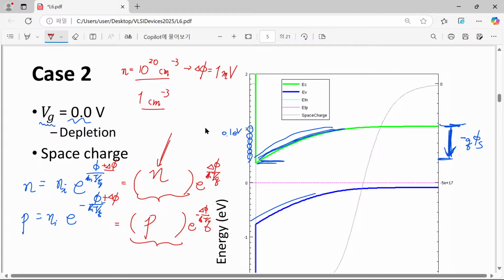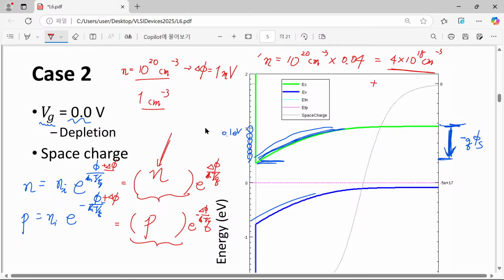1 millivolt, 0.001 volt difference. Then I would like to find the new electron density. What is the new electron density? That will be given by 10 to the 20 per cubic centimeter times 0.04. So we will find 4 times 10 to the 18 per cubic centimeter, of course having the original one.